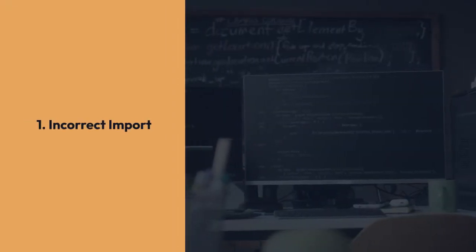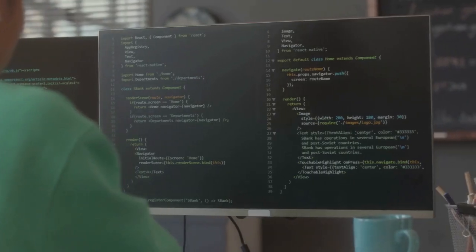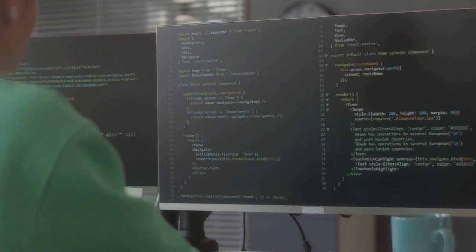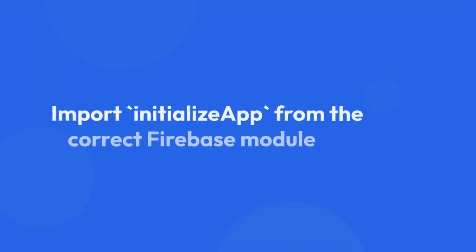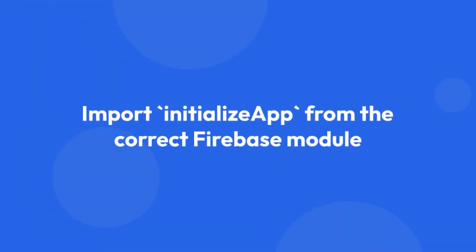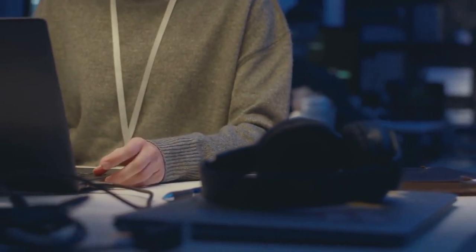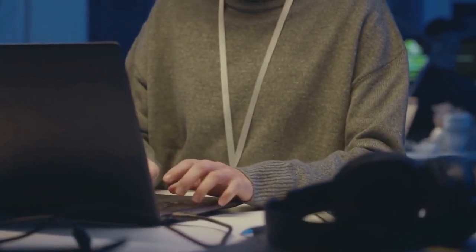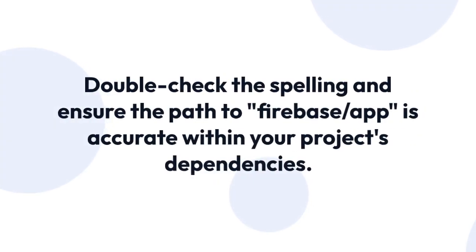1. Incorrect import. The first and most overlooked issue is an incorrect or missing import statement. Make absolutely certain you've imported initializeApp from the correct Firebase module. It should look something like import initializeApp from Firebase App. Double-check the spelling and ensure the path to Firebase App is accurate within your project's dependencies.